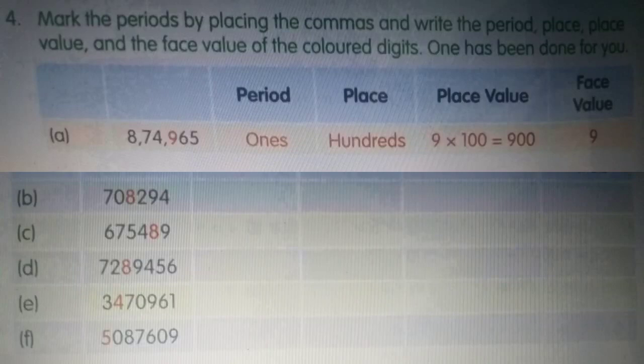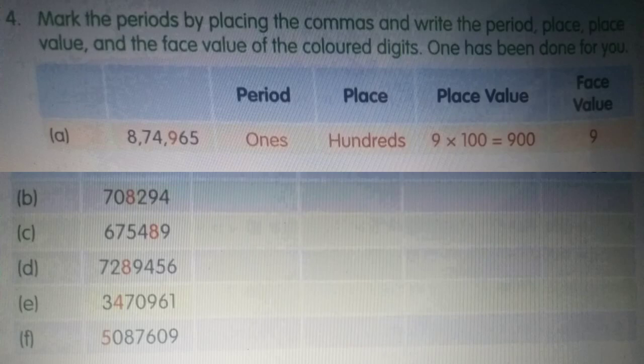Question number 4 says: mark the periods by placing the commas and write the period, place value and the face value of the colored digits. One has been done for you. So what do they want? They just want you to mark the periods. It means you just place a comma after each period. Moreover, you have to determine in which period the number lies, in which place the number lies, what the place value is and what the face value is.